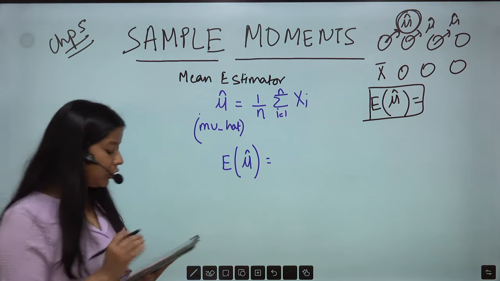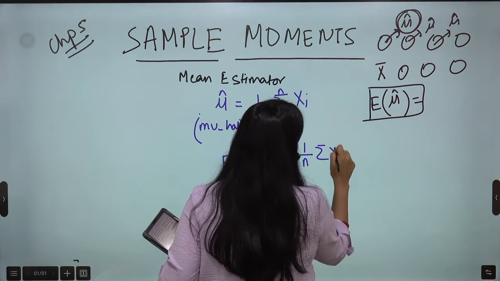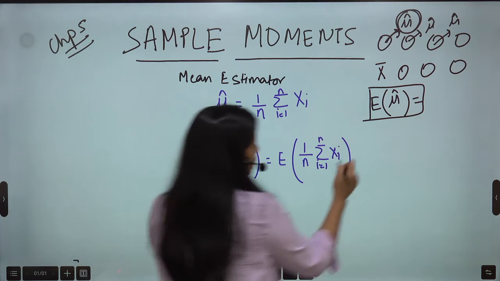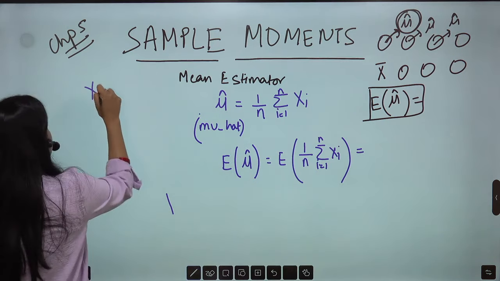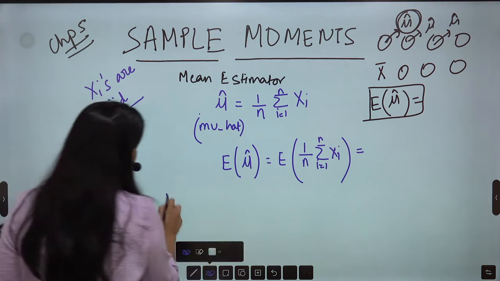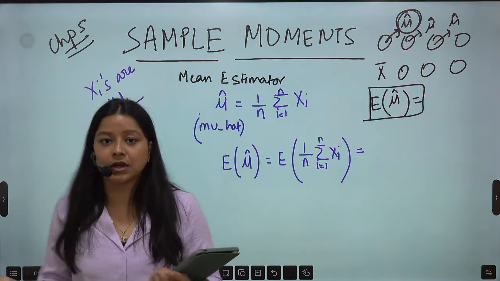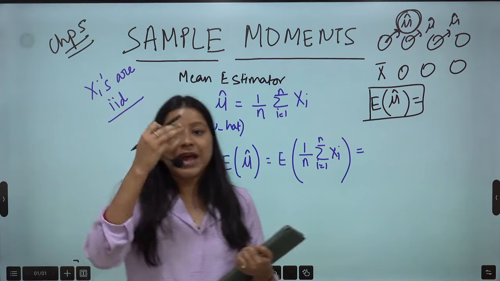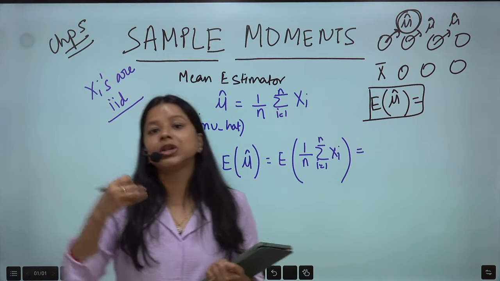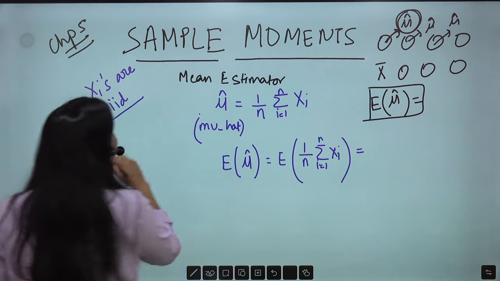Okay, so what will happen? Substitute this, 1/n summation xi, i goes from 1 to n. Okay, now what we know, since these xi's are iid. Remember, I have defined iid in my previous classes. What is iid? Independent and identically distributed random numbers. Independent meaning all of these sample values are independent of each other. Identical meaning taken from the same distribution, like normal mu comma sigma square, where mu and sigma square will also remain the same.